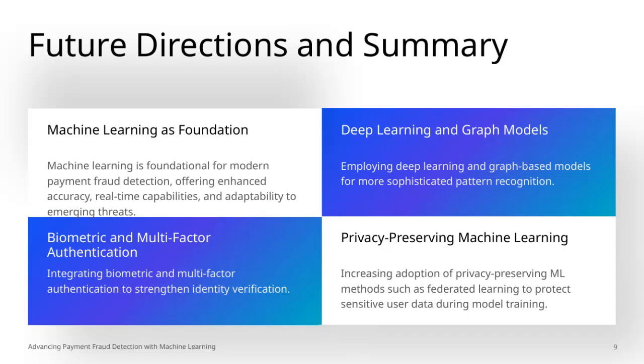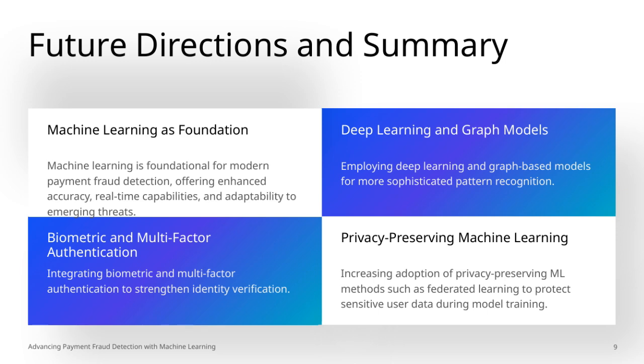As we look to the future of payment fraud detection, machine learning remains the foundation. It provides us with greater accuracy, real-time detection capabilities, and the flexibility to keep up with new and evolving threats. Beyond that, deep learning and graph-based models are becoming essential tools, allowing us to recognize more complex patterns that traditional methods might miss. Another critical advancement is the use of biometric and multi-factor authentication, which significantly enhances how we verify identities and protect user accounts.